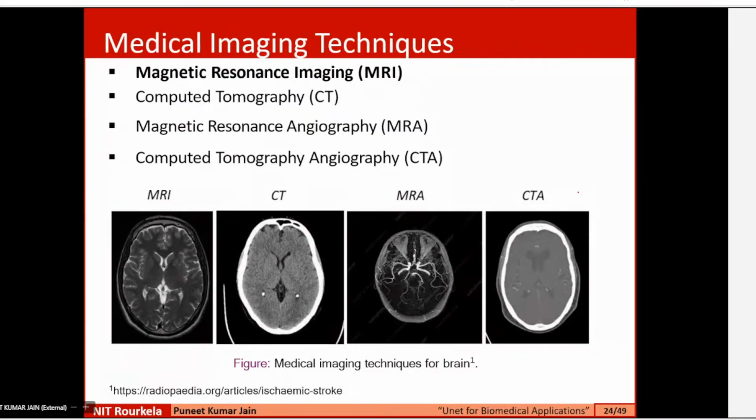Magnetic resonance imaging is based on the magnetic resonance concept, and it is very sensitive to changes in the soft tissues. That's why it provides ample diagnostic features at an early stage if there would be any change in the soft tissues in the brain or any part of the human body.